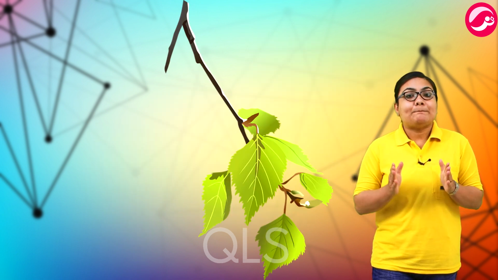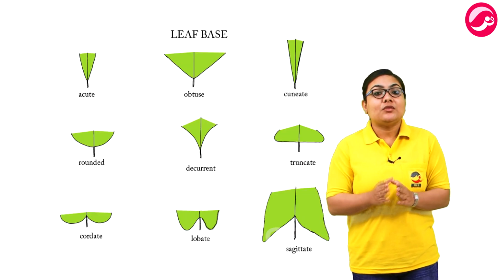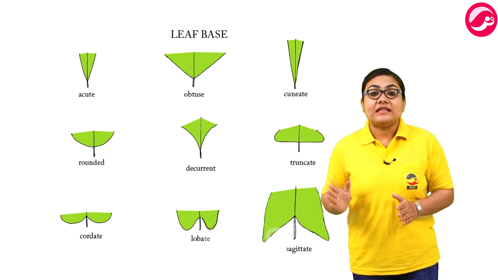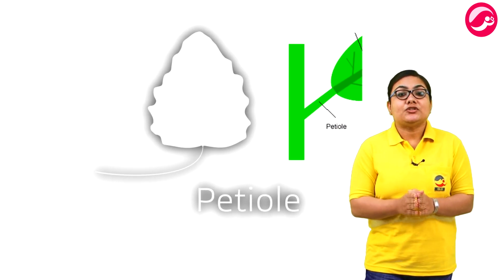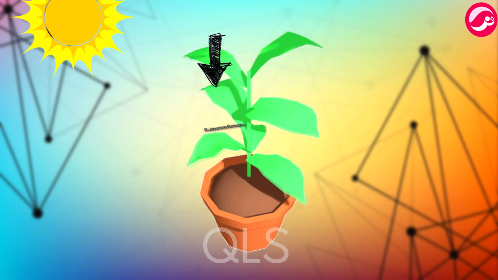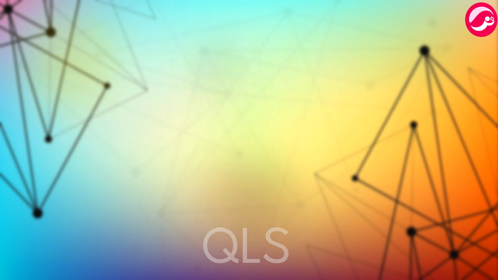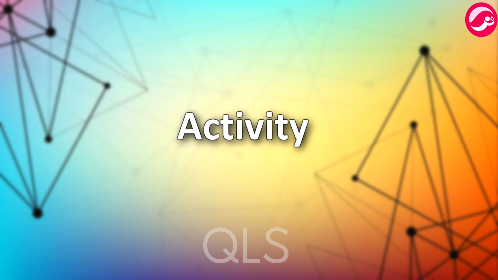Now what are the parts of a leaf? The point of attachment of a leaf to the nodes on the stem is called the leaf base. A leaf bears a stalk with which it is attached to the stem. It is called the petiole. The flat part of the leaf exposed to light is called the lamina. Now let's perform an activity.